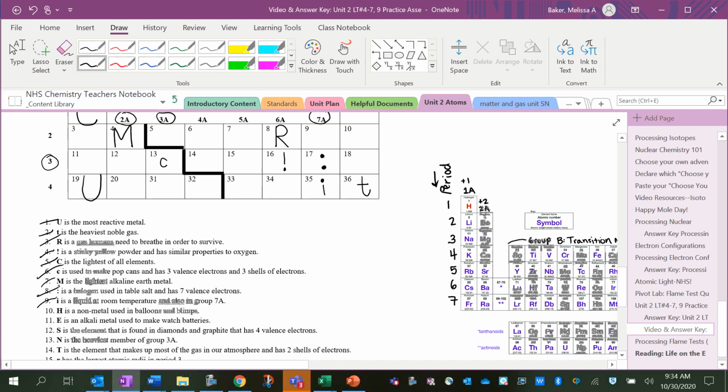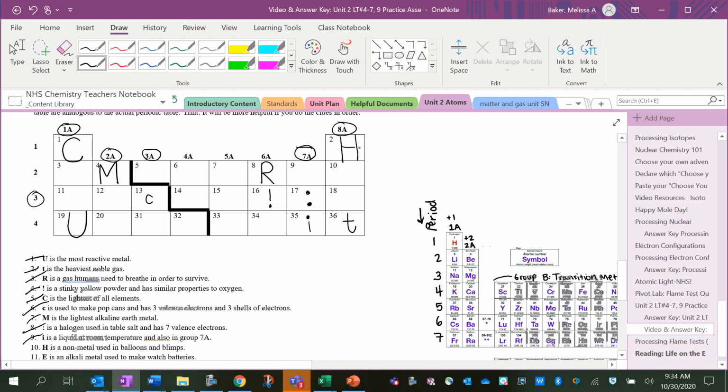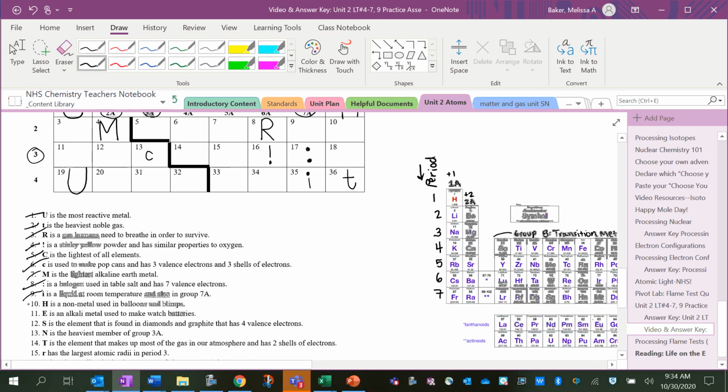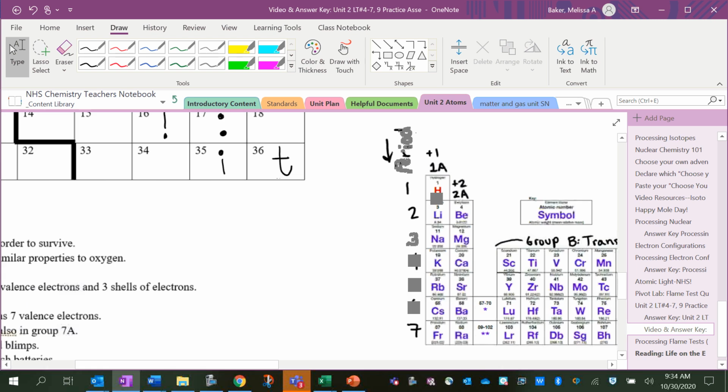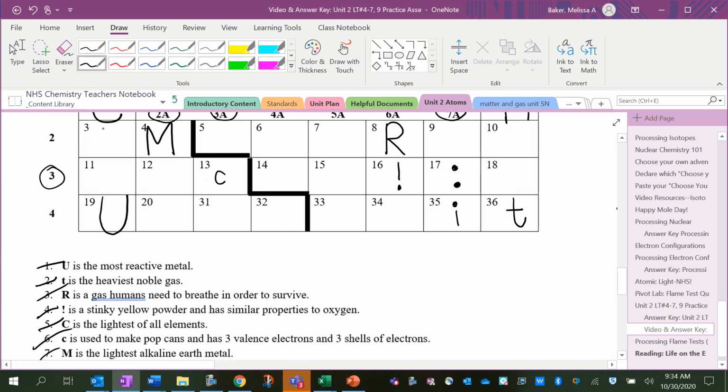Capital H is a non-metal used in balloons and blimps. That sounds like helium, which is number 2. So put a capital H in helium spot, even though the real symbol for helium is capital H lowercase e. Capital E is an alkali metal that's used to make watch batteries. Okay, it's got to be either lithium, sodium, or potassium. Those are in the alkali metals. And I've heard that lithium is used to make batteries.